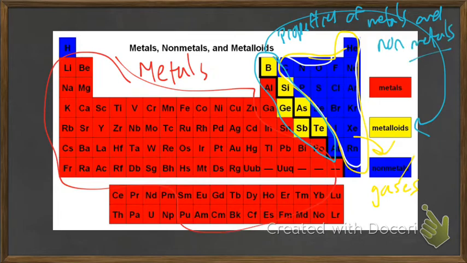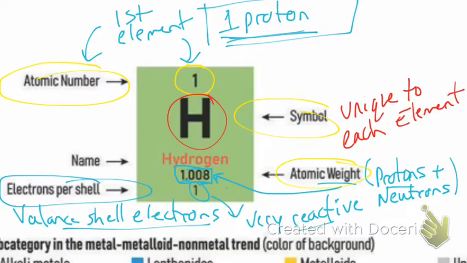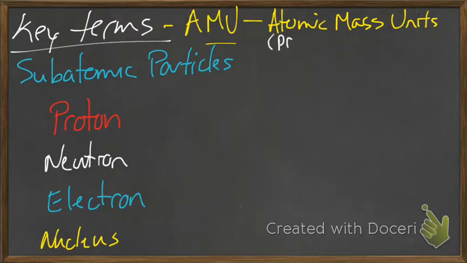All right. Some key terms to define. First thing, AMU. Kind of talked about it already, atomic mass. But it's actually atomic mass units for the U. Mass. And this is made up of protons and neutrons. So I'm going to put in brackets neutrons.